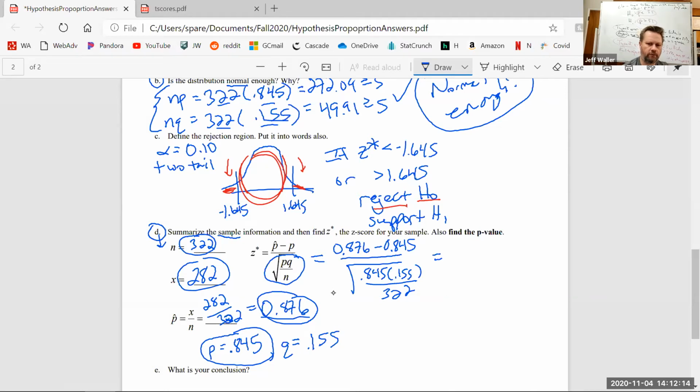Be really careful when you plug this in the calculator. You can put the top in parentheses, divided by, and make sure that this whole thing is inside the square root symbol. And let's see what I get. Oh, I get a nice little number. What do you guys get? Yes, I get 1.54 also.